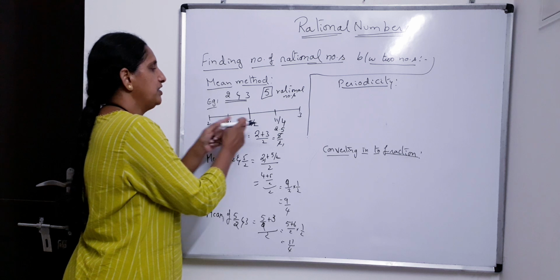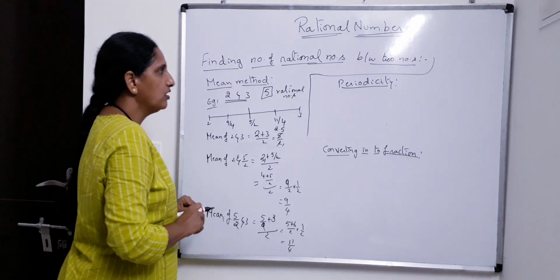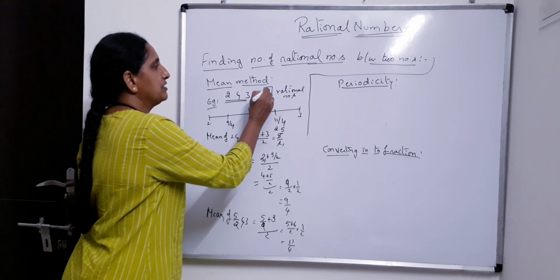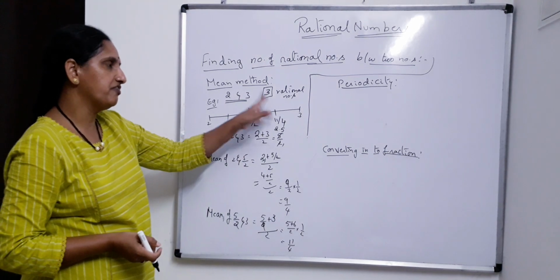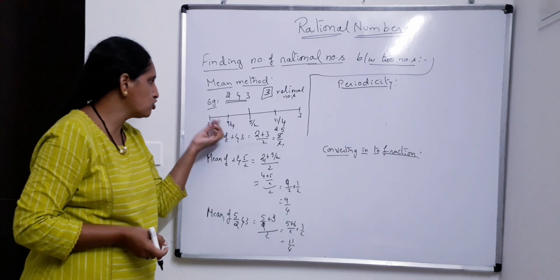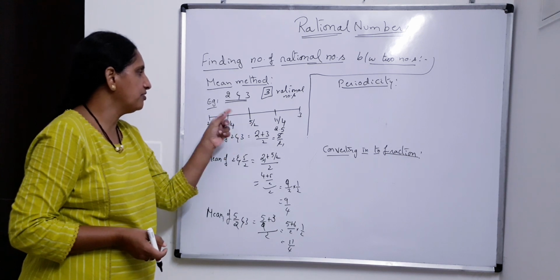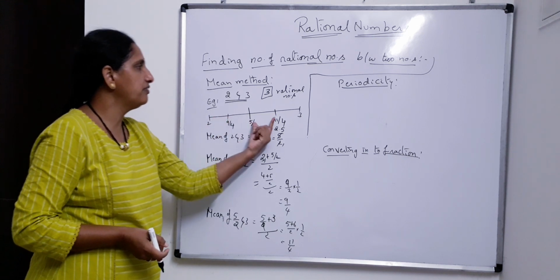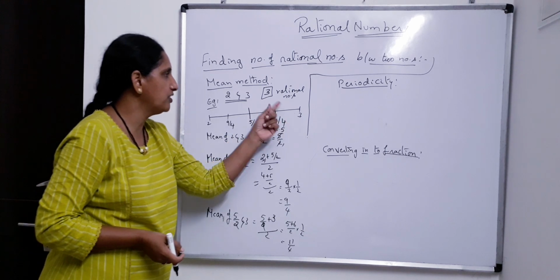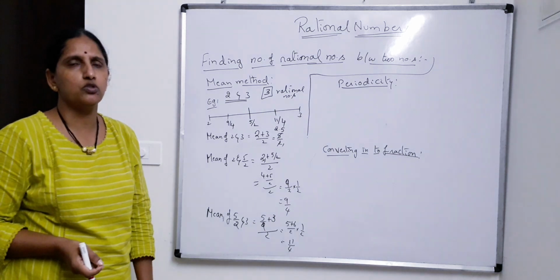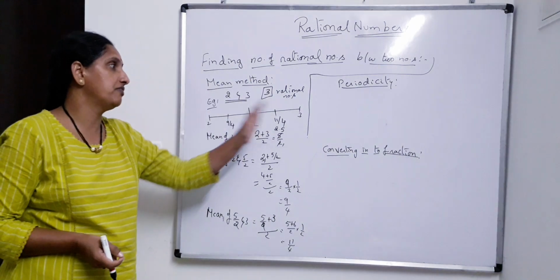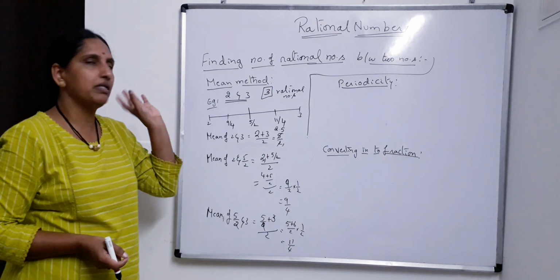So I have determined 3. Okay, so let us take this example as 3 right now because I don't have much place here to solve. And if it is asked for 5, you can find between these two somewhere here, at the midpoint. Multiple rational numbers. So many rational numbers you can find between these two just with mean method.